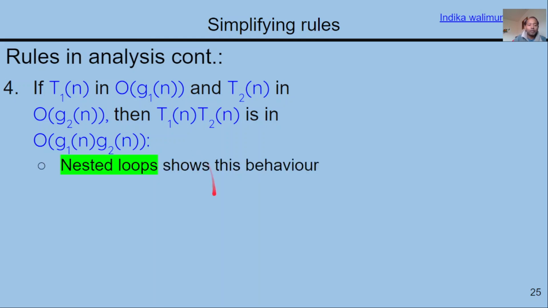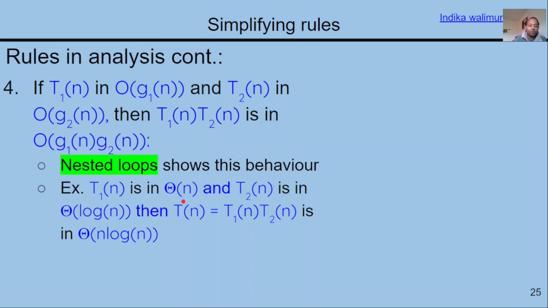So that means basically nested loops show this behavior. Okay, so we will see that in an example. If we take an example, T1 is in big theta of n and T2 is in big theta of log n, then T(n), the overall growth cost or time complexity, is equal to the product of the two. You can say big theta of n log n.